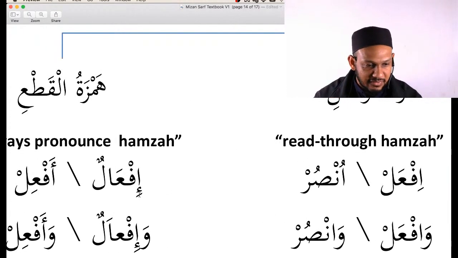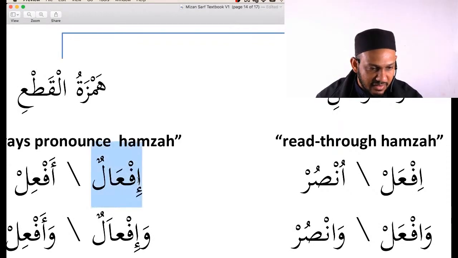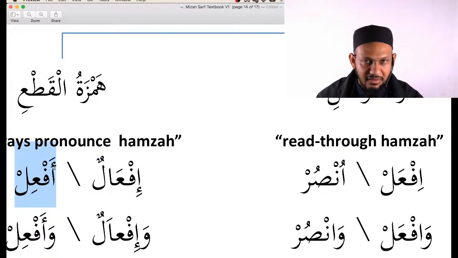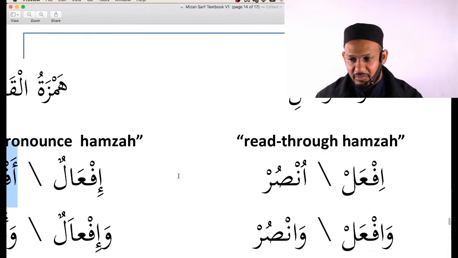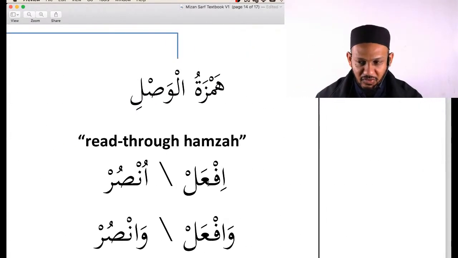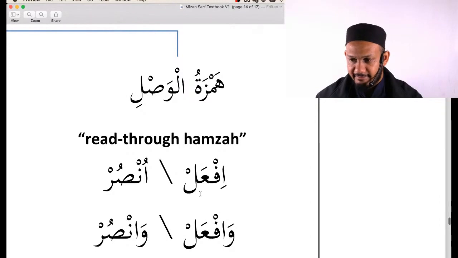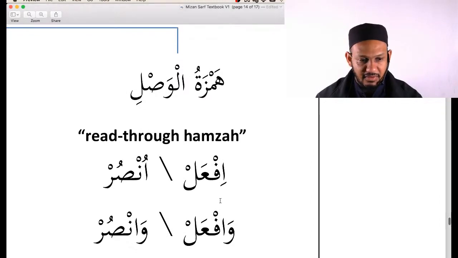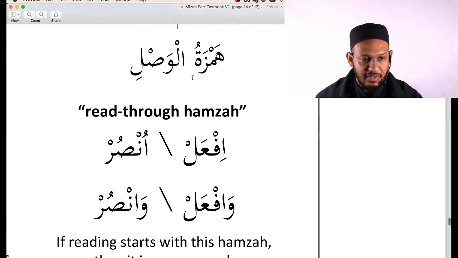If you look on the left-hand side, can you see on the alif there's a small little Hamza on top? But on this one here, there's no small Hamza. You with me? So this here is the Hamzatul Wasl, which is the read-through Hamza.